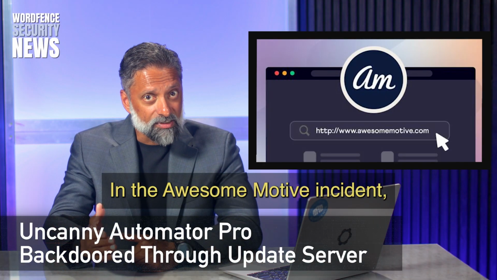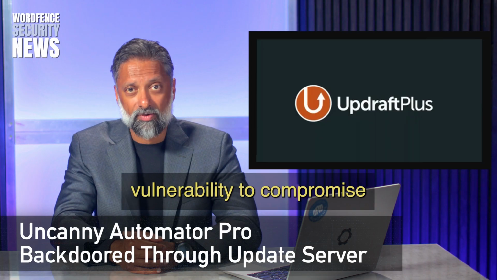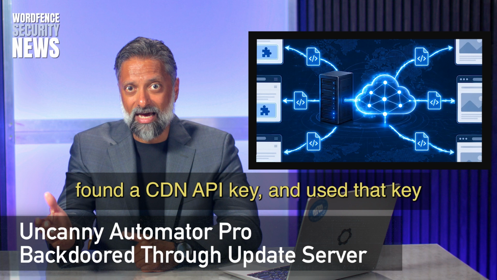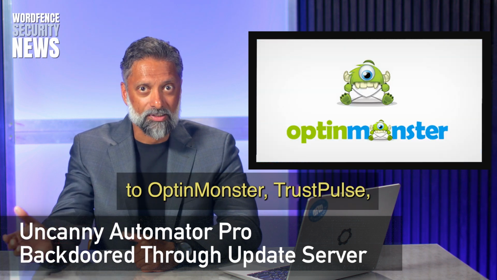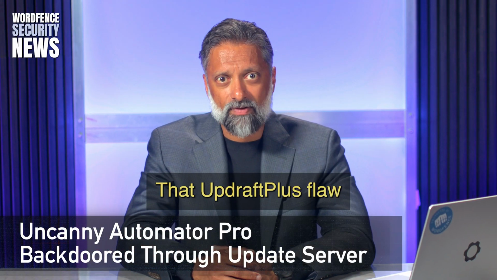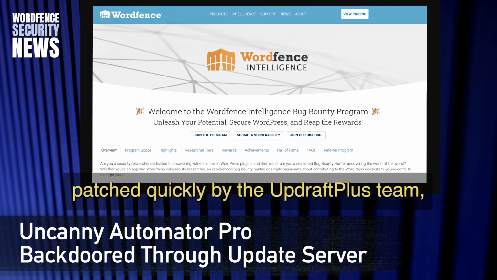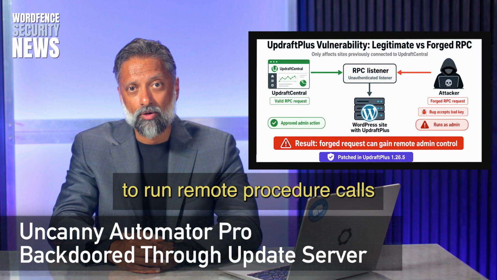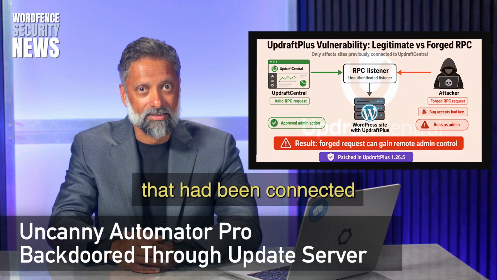In the Automotive incident, the company said the attacker used the critical UpdraftPlus vulnerability to compromise a separate marketing website server, found a CDN API key, and used that key to tamper with JavaScript served to OptinMonster, TrustPulse, and PushEngage sites. That UpdraftPlus flaw was submitted through the Wordfence bug bounty program, patched quickly by the UpdraftPlus team, and allows unauthenticated attackers to run remote procedure calls as the connected administrator on sites that have been connected to UpdraftCentral.